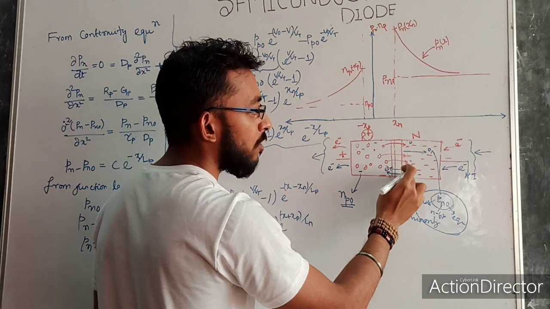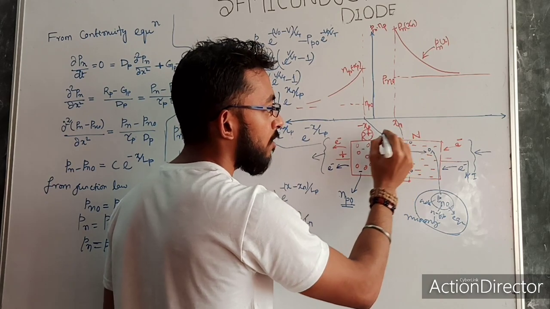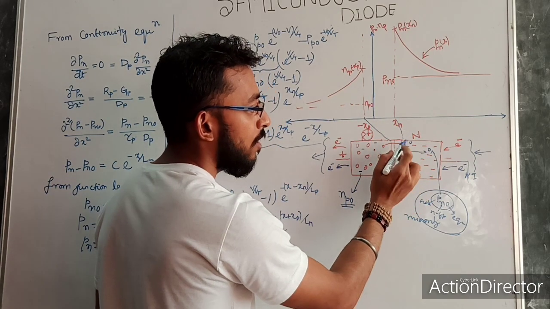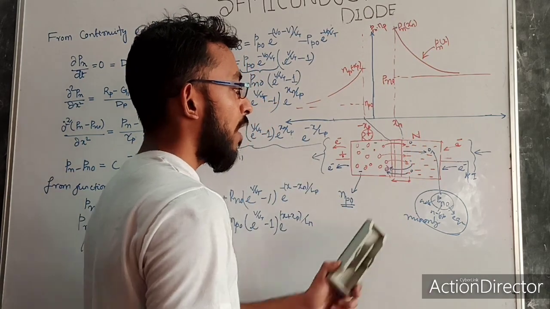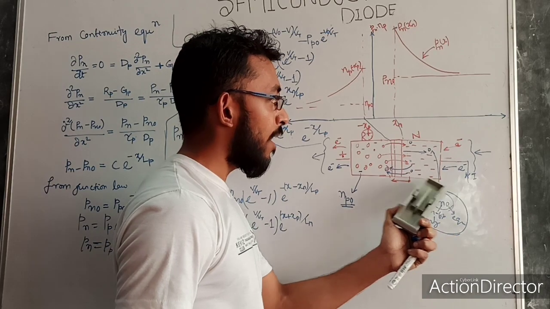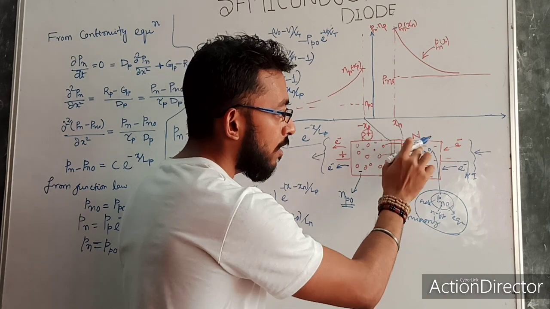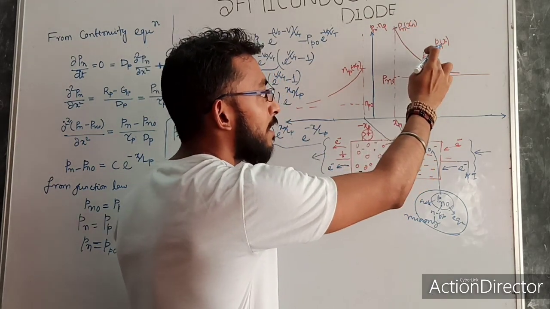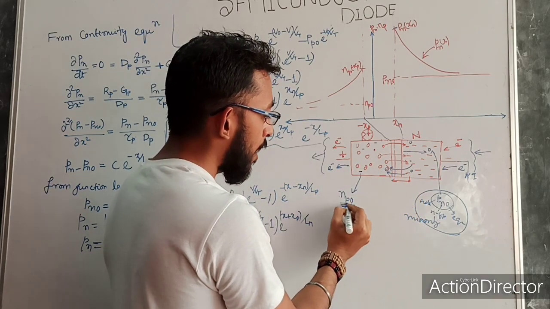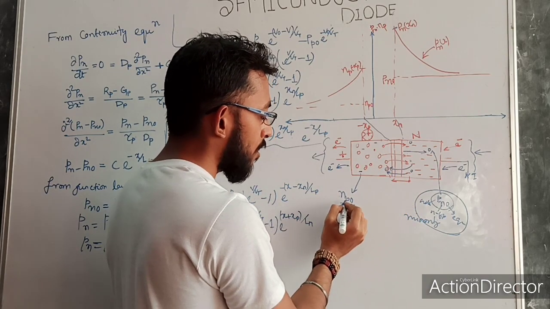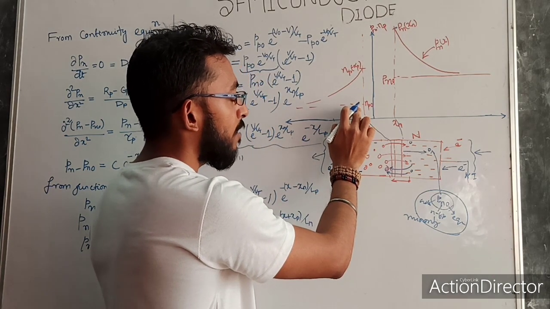So at the start, near the junction, you can see this is the junction, this is Xn, and this is minus Xp. Near Xn you can see the maximum number of holes are there. As we move towards this length, what happened? These holes at this side are the excess carriers, so they are decreasing exponentially. Similarly, before there was some Np naught number of electrons, that is the minority carrier present over here. That is Np naught, whose value is less.